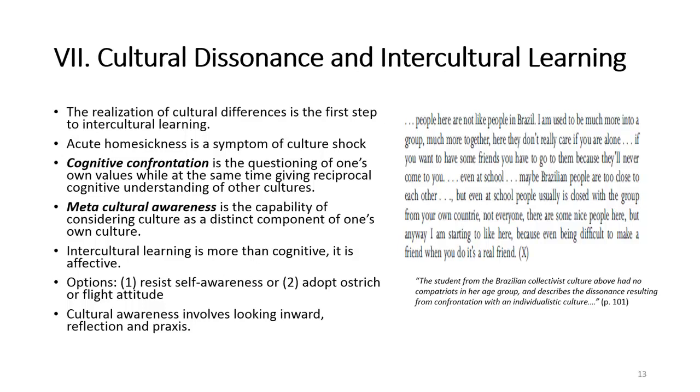The author also introduces us to this idea of metacultural awareness, and it is the capability of considering culture as a distinct component of one's own culture. So in a metacultural awareness model, we are always understanding the fact that we are interpreting our experiences with other people from this idea that we have taken into consideration our own culture. Some of us operate and don't take into account the fact that we have a culture and that our own culture may be getting in the way of how we interpret what's going on with others.